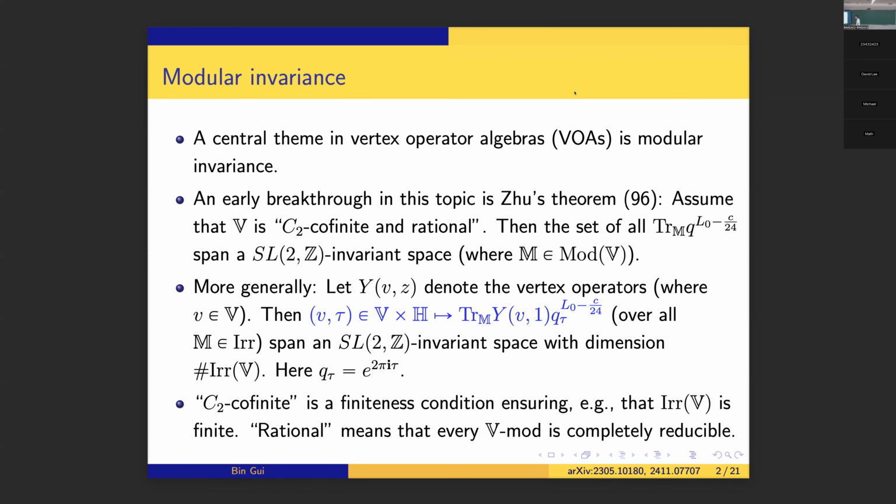And here, pseudo-q-traces is a finiteness condition which ensures, for example, that my VOA has finitely many irreducible objects. And rational means that every module is completely reducible. It's a finite direct sum of irreducible objects.